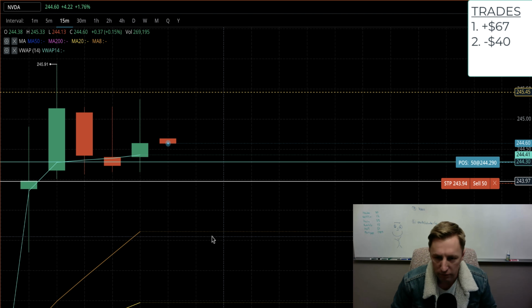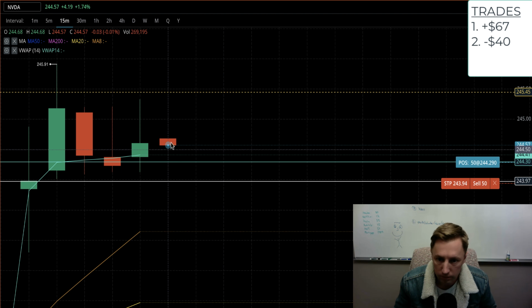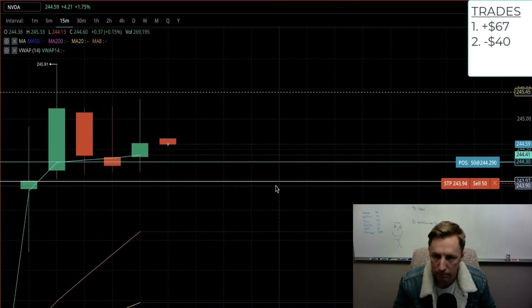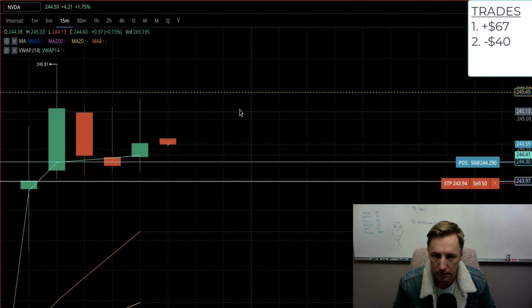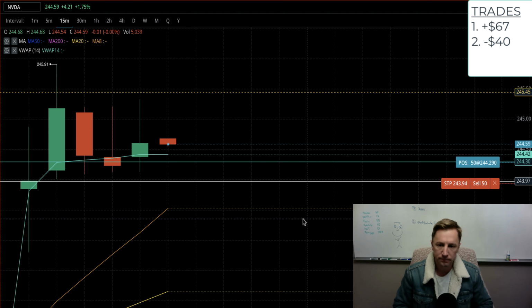Another nasty candle that formed, so maybe this might be the one that comes and stops me out or runs up. I'm down to now 50 shares. Sold profits up here, just below that yellow line.